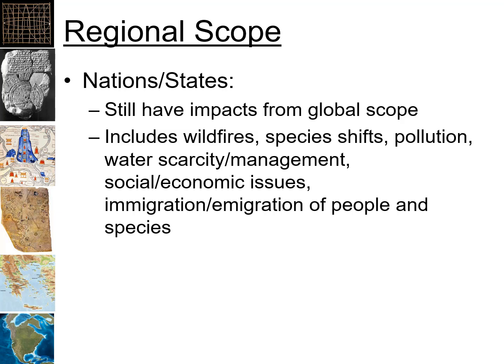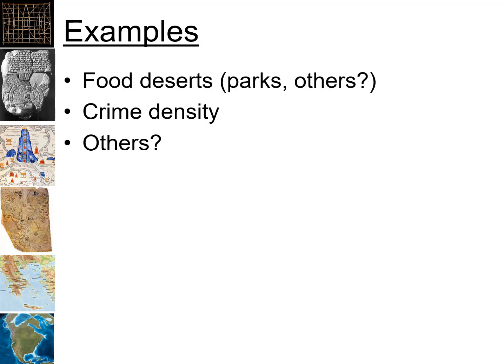But when we look at just what's going on in the United States or here in California, we're seeing increased importance of wildfires, species shifts, pollution, water scarcity and management, social and economic issues, which we haven't talked a lot about, but I work in periodically, especially security issues, and the immigration and emigration of people and species.